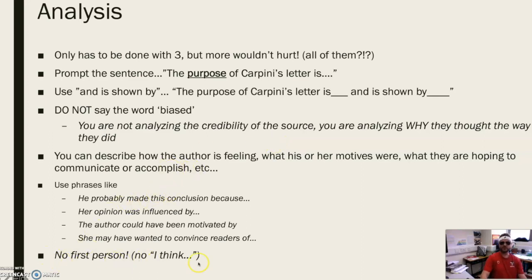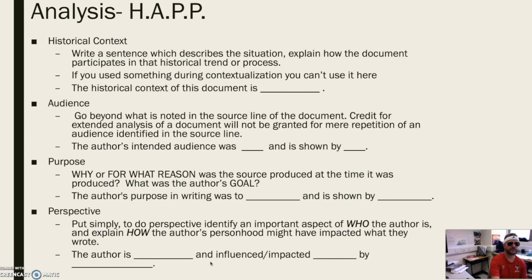The other thing is no first person. And that just goes for all of your writing in this class, right? Don't say I think, right? Do not use first person as you're writing this part. All right, so let's look at it.